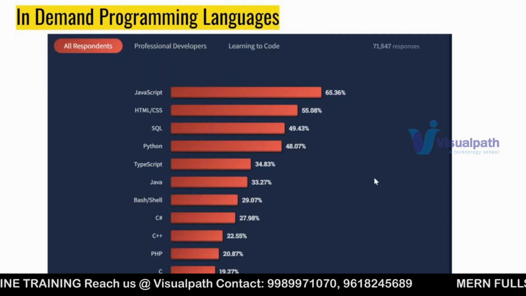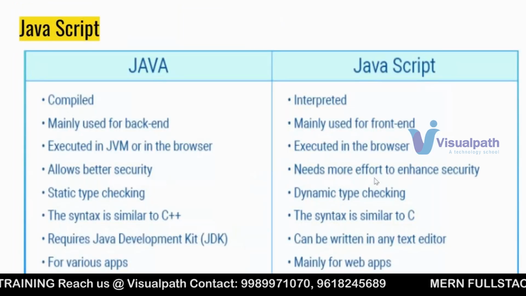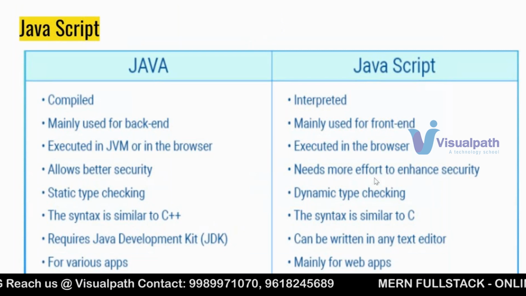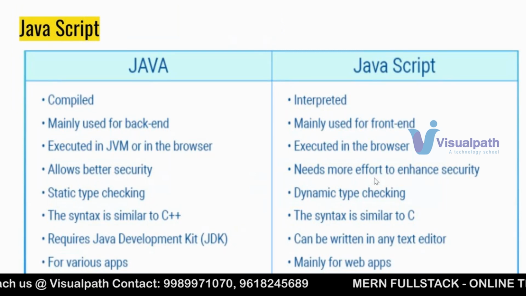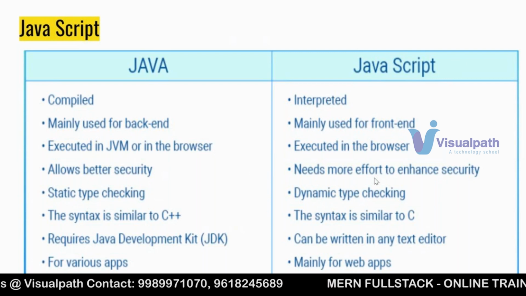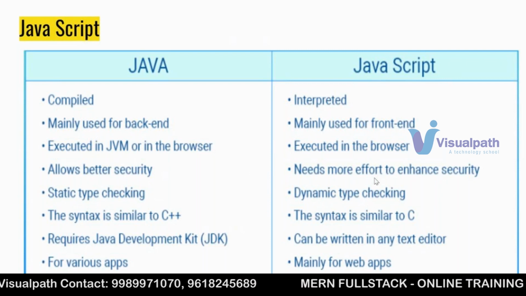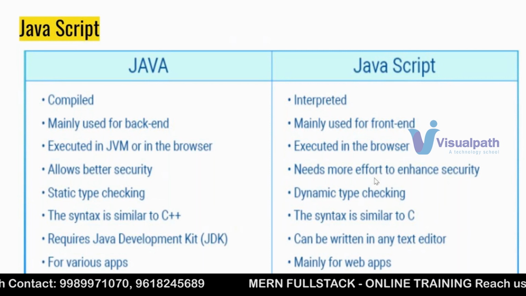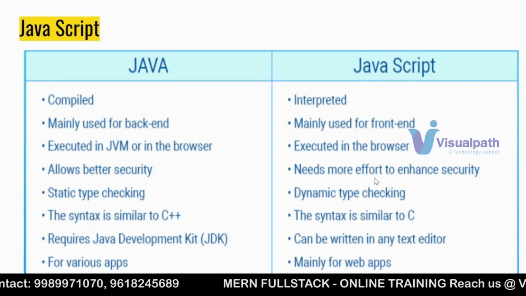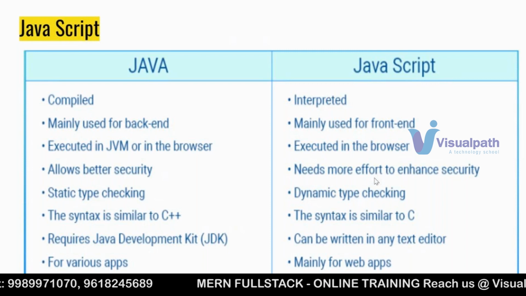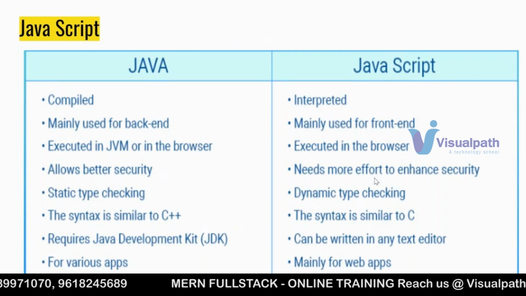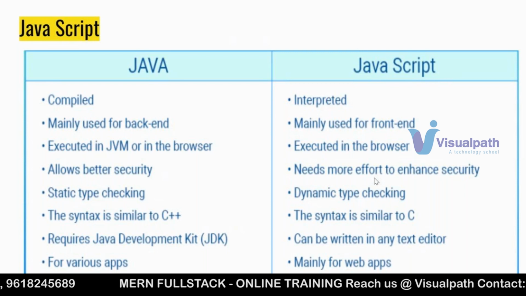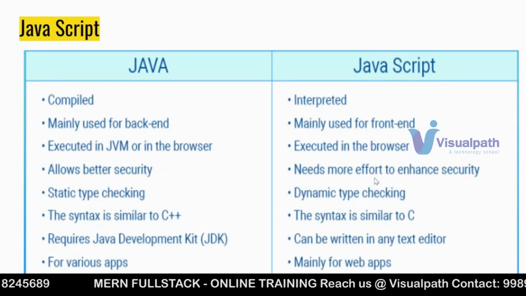And then you can see comparison between java and javascript: compiled and interpreted, mainly used for the backend, mainly used for the front end, executed in java from jvm or in the browser, executed in the browser, allow better security, needs more effort to enhance security. Static typing, dynamic typing, here you need not declare a variable as an integer or a float or a boolean. You need not declare. You can just directly store the value, and based on the value whatever is stored, it will take the data type.